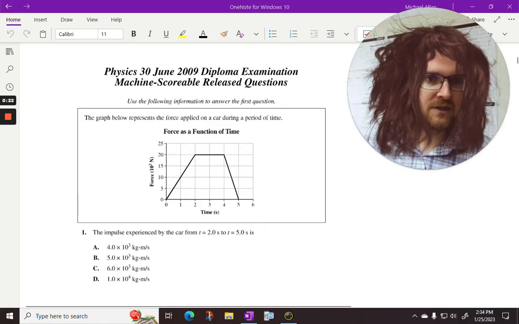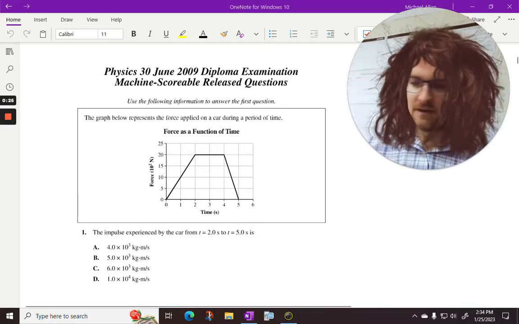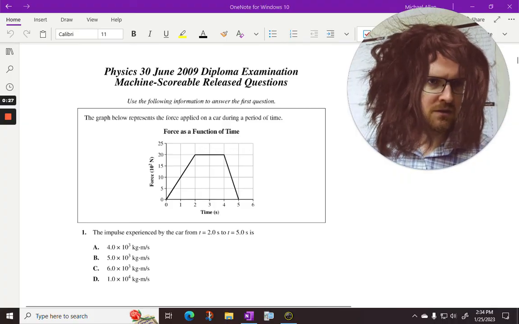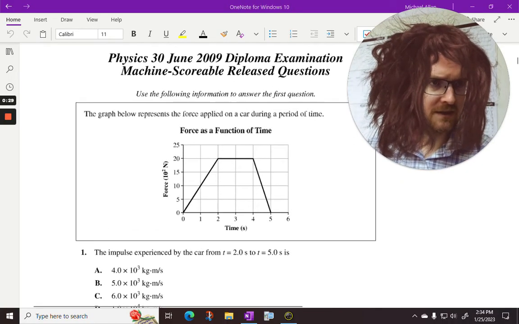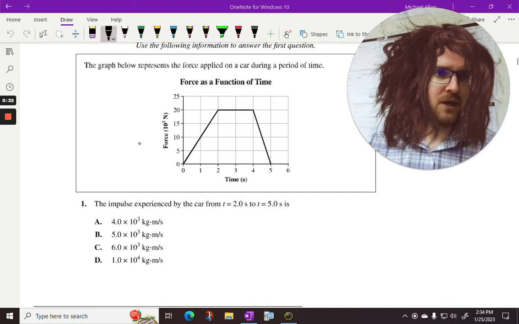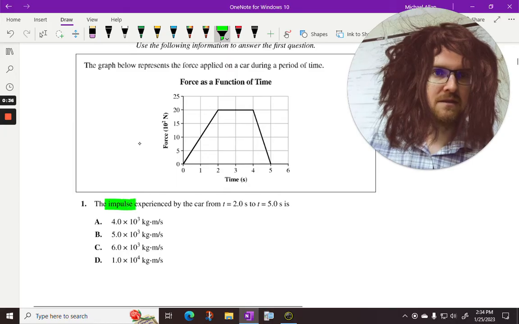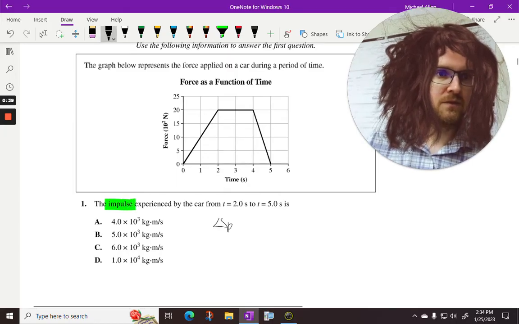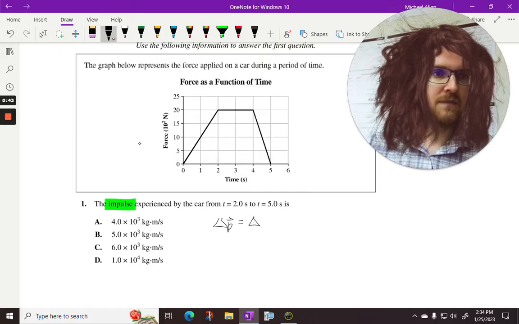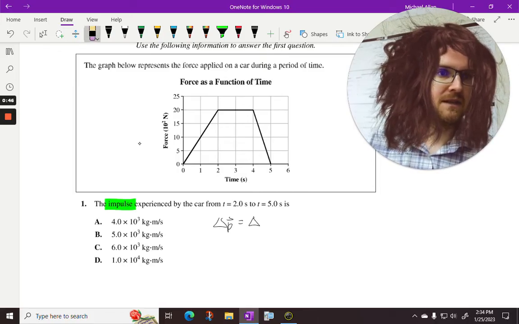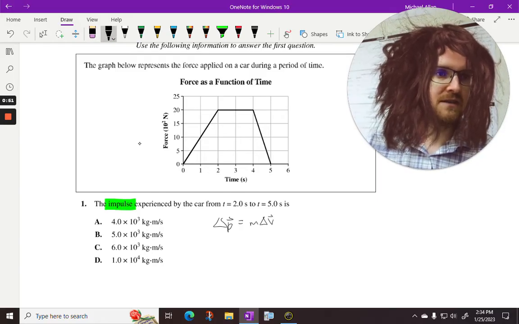So the first one here, we're just trying to find out what the impulse is on this car. It doesn't specify what kind of car it is, but it doesn't really matter. You just have to remember that if you're going to calculate impulse, you can calculate it two different ways. Remember, impulse is change in momentum. You can go mass times change in velocity, or you can go through force times change in time.